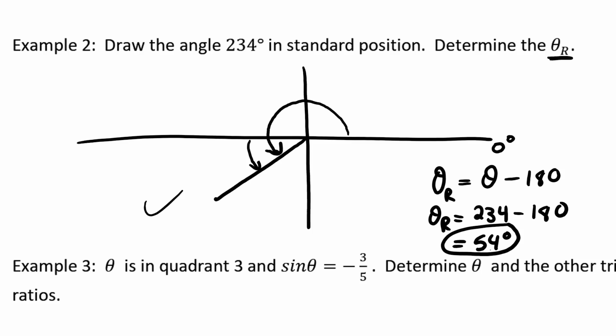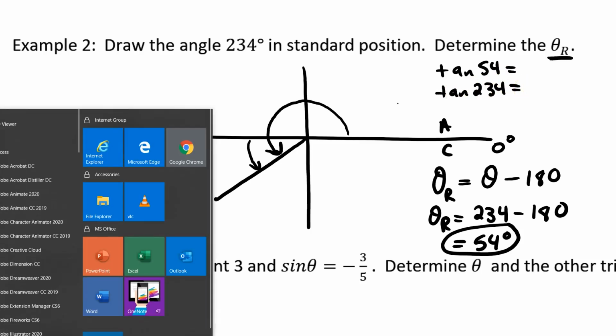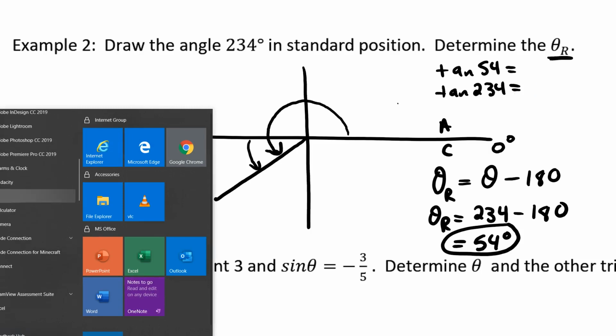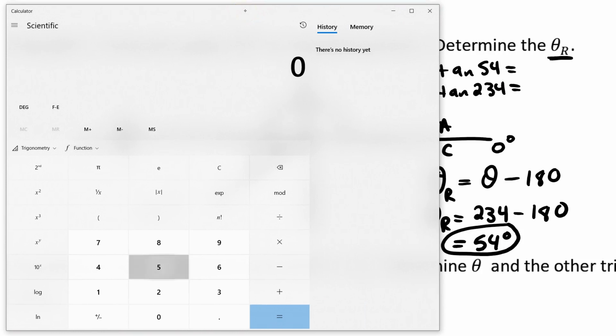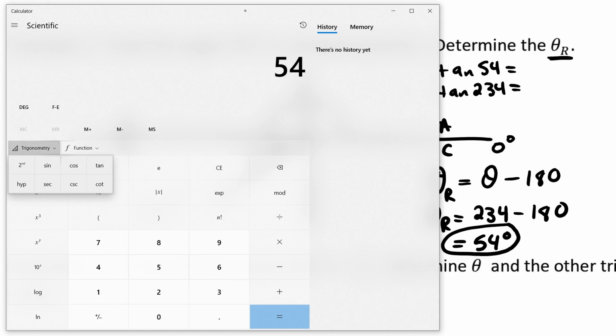Another way that you can check it actually is if I use my CAST rule. I know that tan is going to be positive, and tan is positive also in this quadrant. So as a check, I would go the tan of 54 equals, and I would go the tan of 234 equals. And if I would do both of those things, it should be the exact same thing. That's why we're talking about reference angles. When something has a similar reference angle, it means that their ratios, their trigonometric values, are the same.